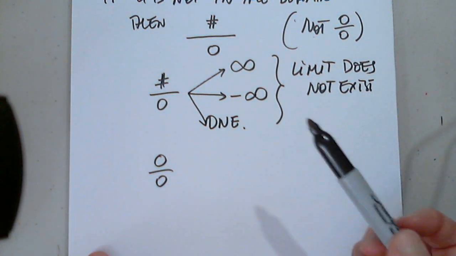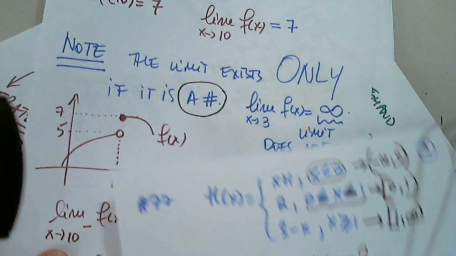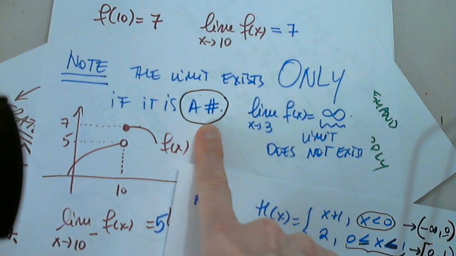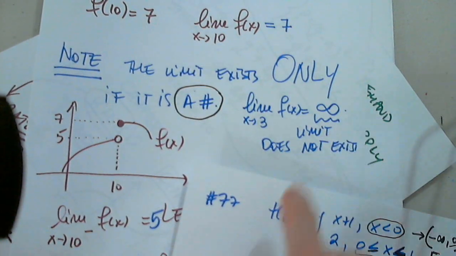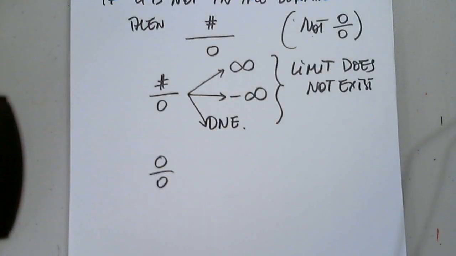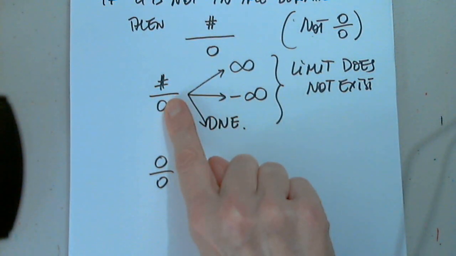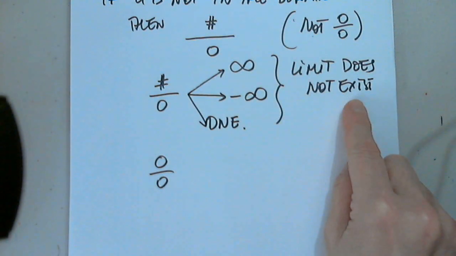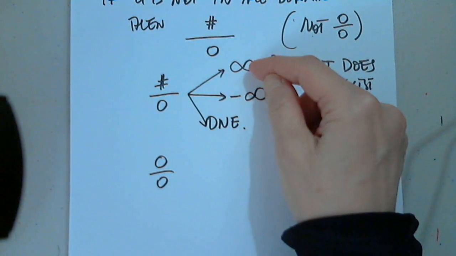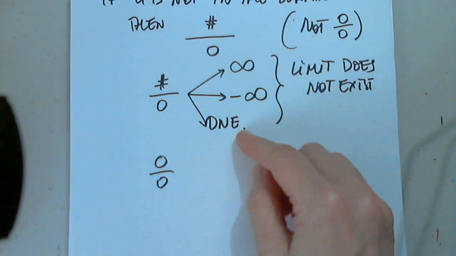How come? Well, infinity is not a number. And at the beginning, when we started limits, we said it has to be a number, not infinity, or negative infinity, or DNE. So if I have a number over 0, this is done, is dead. The limit will not exist.